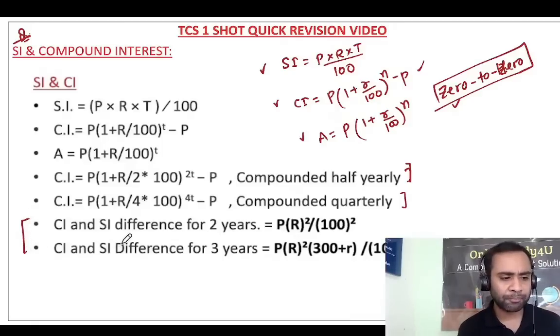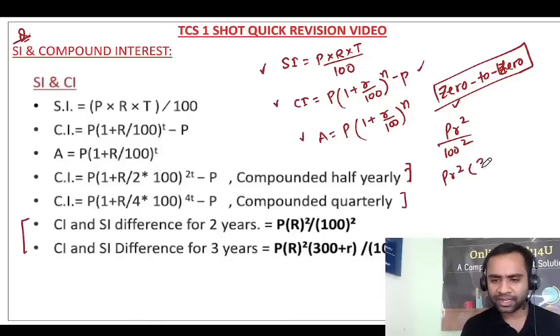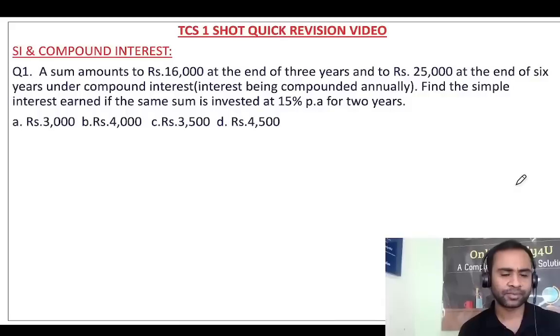And this is a very important formula. Compound interest and simple interest difference for 2 years will be equal to PR square divided by 100 square, and the difference for 3 years is PR square into 300 plus R divided by 100 cube. Okay, clear.